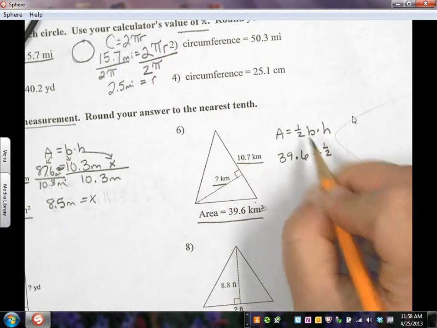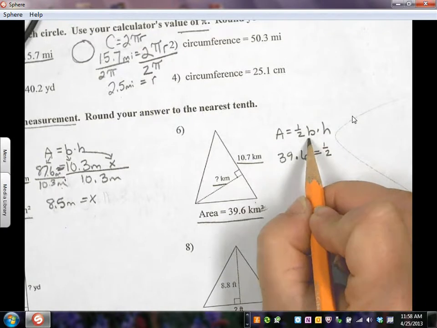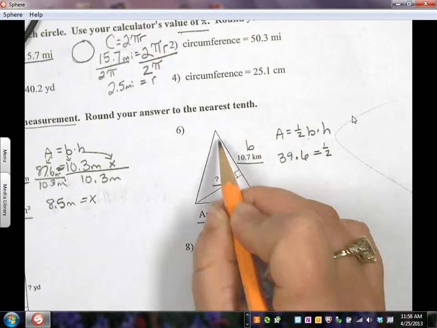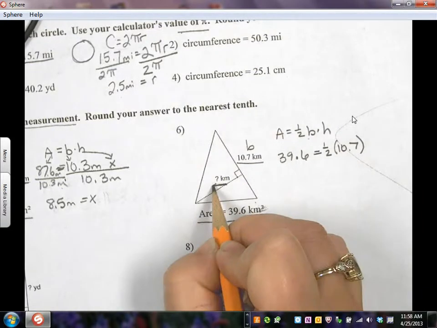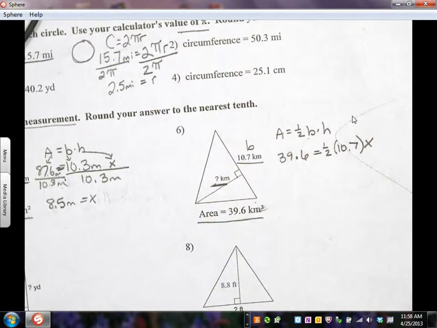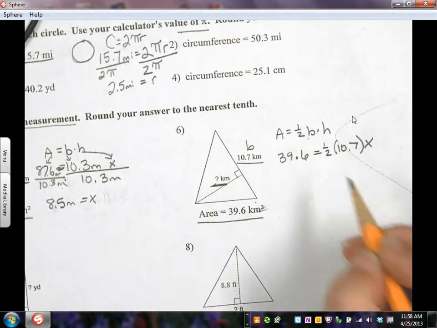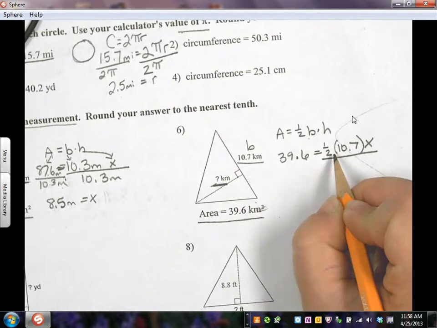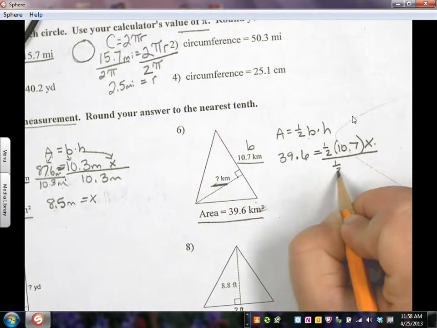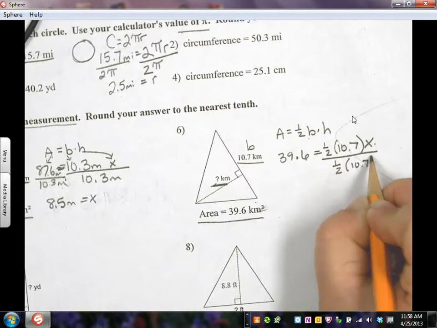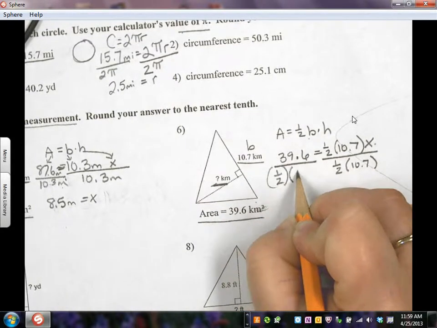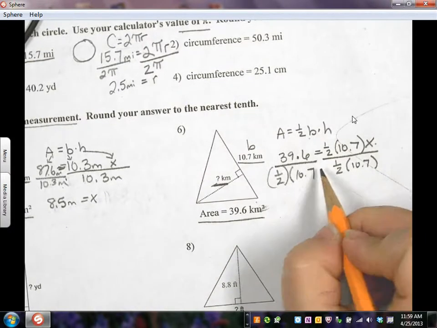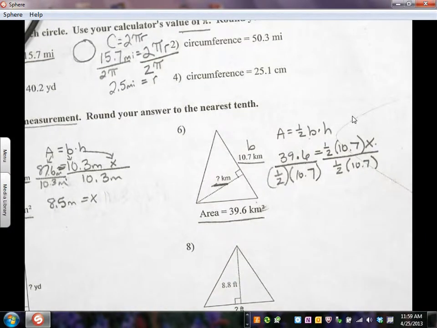1/2 is going to be the same. Do I know the base? Well, this is my base. And then this is my height. Let's call it x. So, what can I do? I can divide by, since this is all multiplication up here, dividing by that is going to do the trick. And this is exactly how I would put this in the calculator.